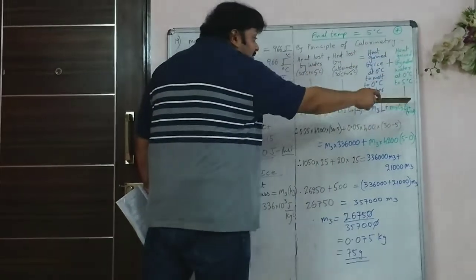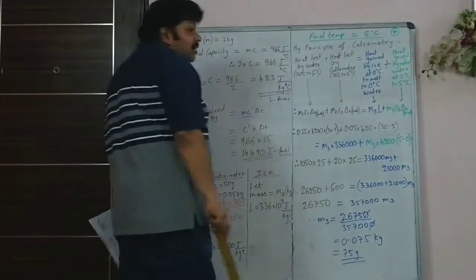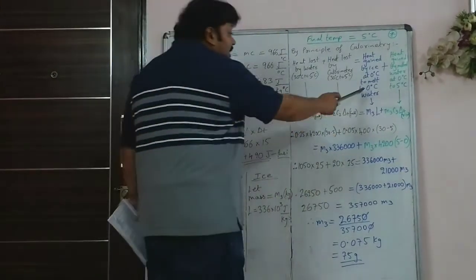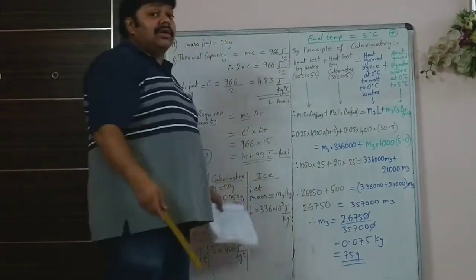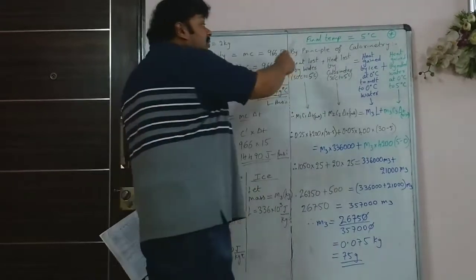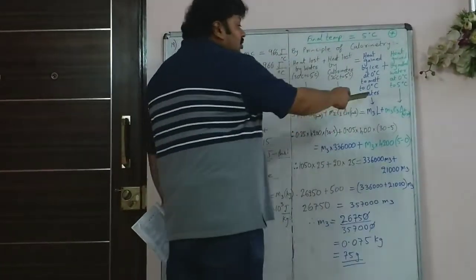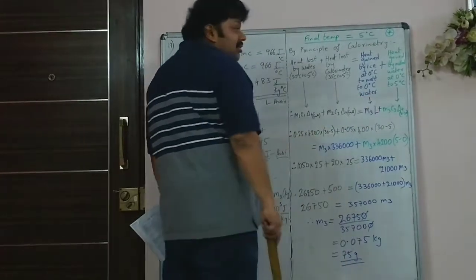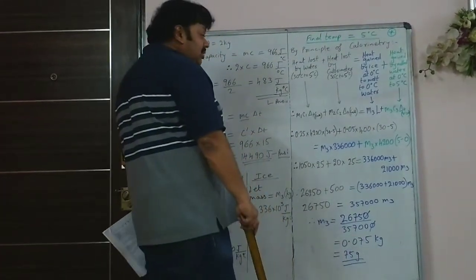So this part which I have written in green is important, that is missed out by many students. They just write up to 0 degrees Celsius, melted ice. But here it is given final temperature is 5. So that melted ice at same M3 mass will increase its temperature and become 5 degrees Celsius.